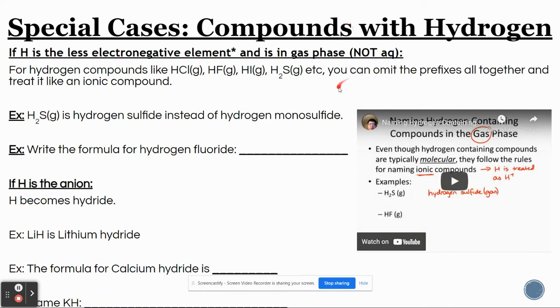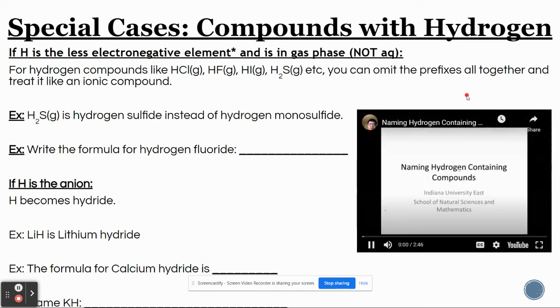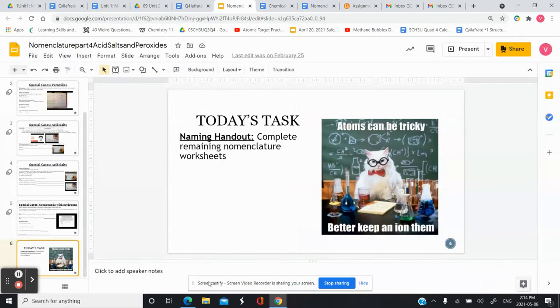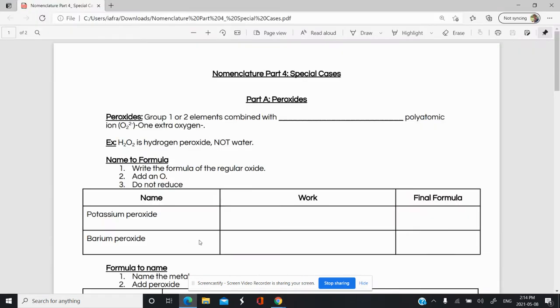And lastly, we'll take a look at naming compounds that contain hydrogen, whether as a first element or whether as a second element where it's an anion. We'll take a look at how to name and write formulas for them, and you can see some practice problems over here as well. So let's go to our handout and fill in some blanks and do some practice problems together.